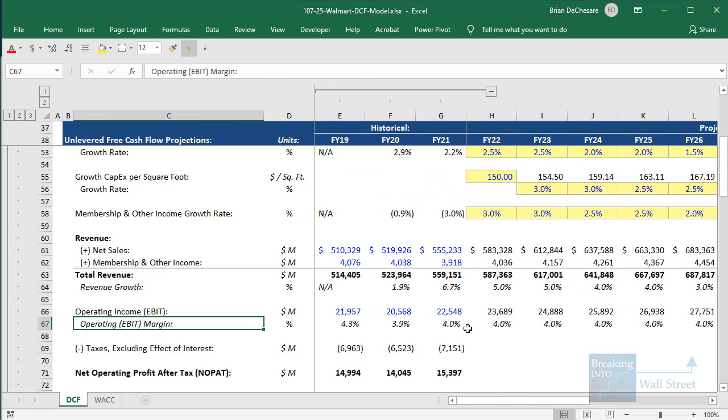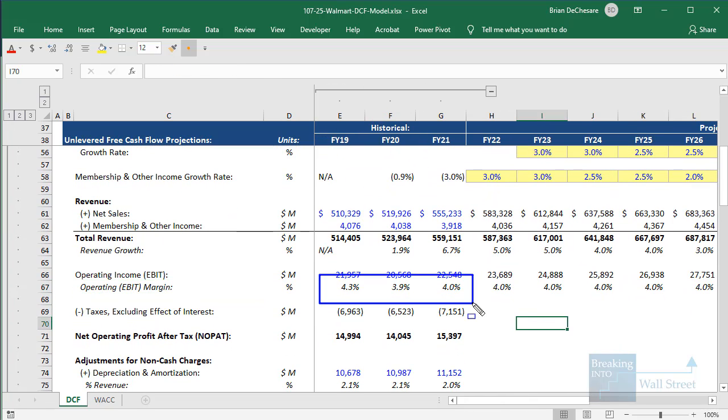And we can see that we stay at just around a 4% operating margin here, which is reasonable for a mature company like Walmart. In the historical period, it's been around 3.9% to 4.3%. So we'd say 4% going forward is a reasonable estimate for the company.